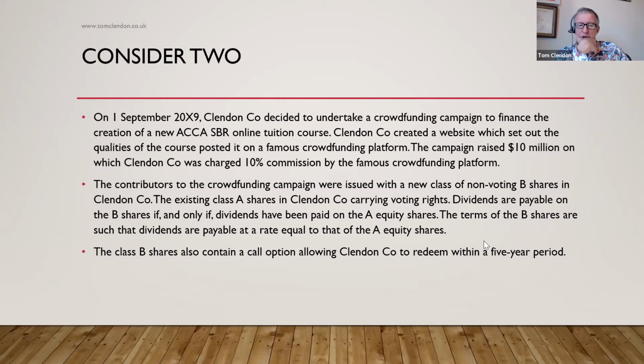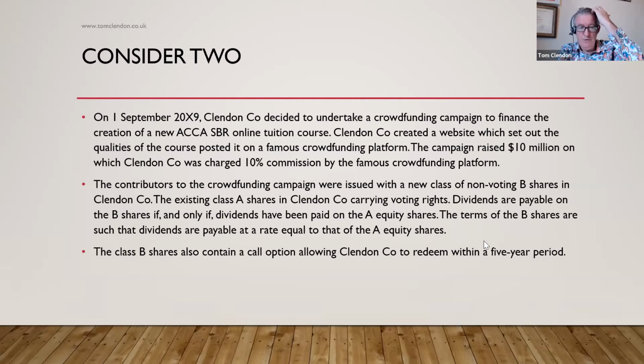Now, the reason for the 10 million being raised is that it's to do with a new class of non-voting B shares. And Man United have got non-voting B shares, which they list on the New York Stock Exchange. Now, the existing Class A shares carry voting rights, so the existing owners are going to keep control. Dividends are payable on the B shares if and only if dividends are paid on the A shares.